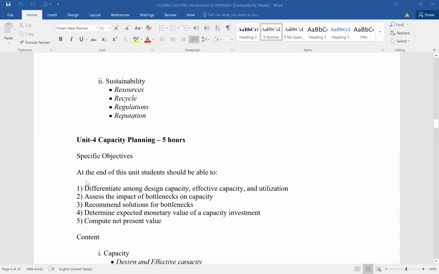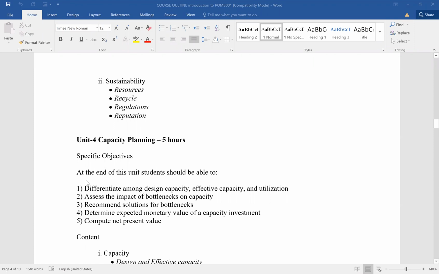A bottleneck basically is just the slowest stage in a process. Whatever slows down your production process, that's your bottleneck. So you want to try and see, because we always want to increase productivity, right? So if you have a bottleneck, you need to know how to deal with it if you're trying to increase your productivity. You need to determine your expected monetary value of a capacity investment. And you need to be able to compute net present value.